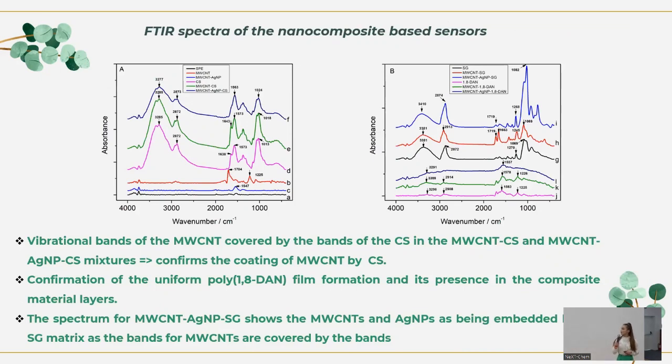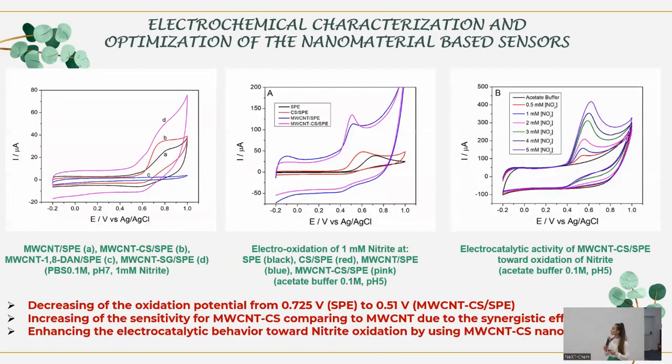The Fourier transform infrared spectroscopy confirms the uniform formation of the nanomaterial layer and the entrapment of the multi-walled carbon nanotubes and nanoparticles into the sol gel and polymeric films.